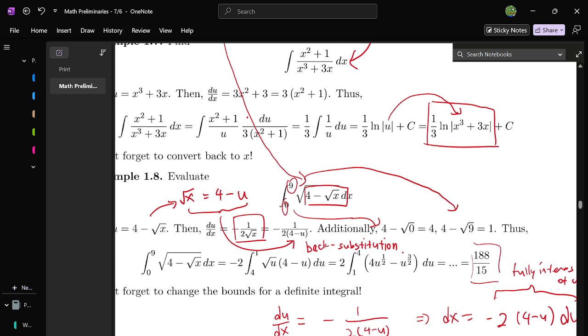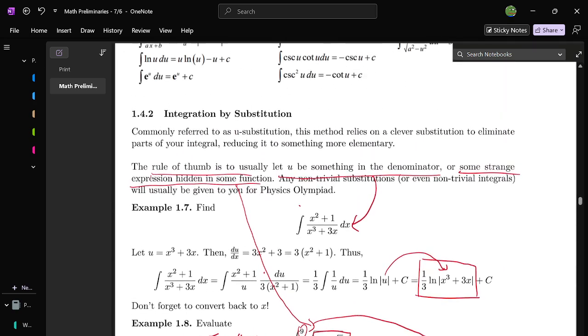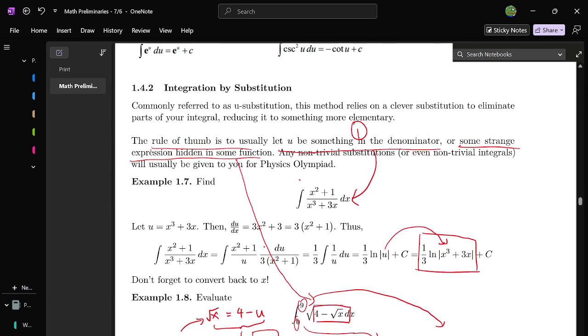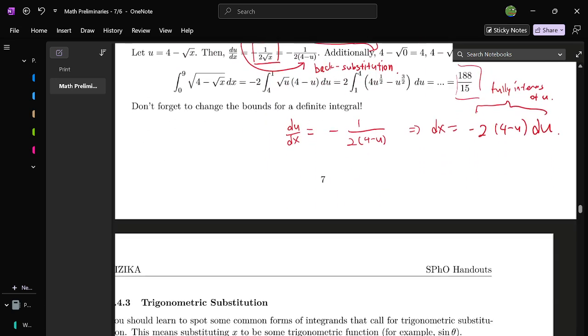Yeah. So the two main things in u substitution that you need to know are firstly letting u be something in the denominator, or secondly letting u be some strange expression hidden in some function. So these are like the two cases you need to spot.